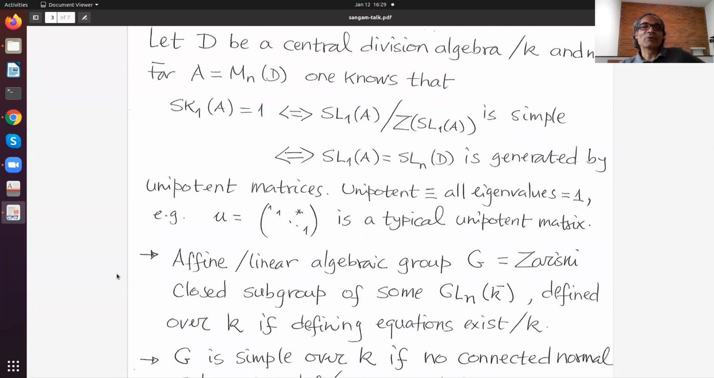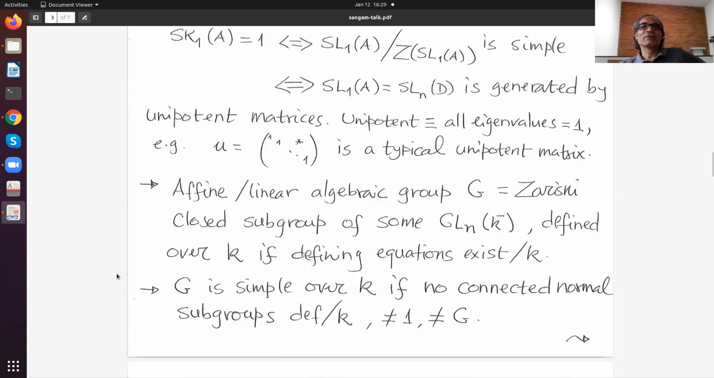Next, I wanted to get into a bit of algebraic group theory. For me, I will define a linear algebraic group as just a Zariski closed subgroup of some GL_n with entries in K bar. And we say this is defined over K if the defining equations can be chosen over K. And call G simple over K. Remember, this is now an algebraic group, not an abstract group anymore. It has some extra structure of an algebraic variety, so the notions are slightly different here. We just say simple if it has no connected normal nontrivial subgroups other than itself. That is the notion of simplicity here.